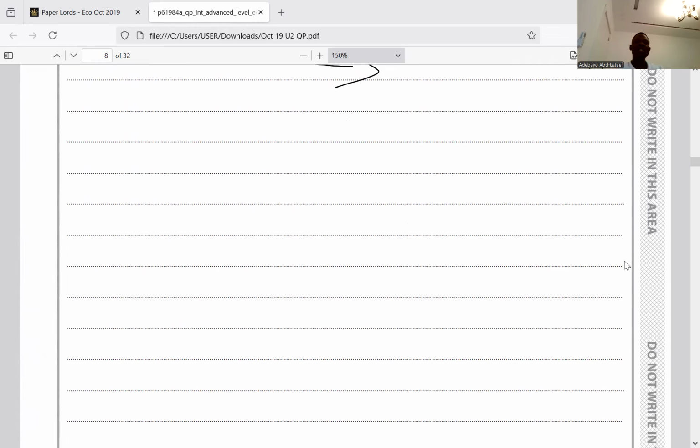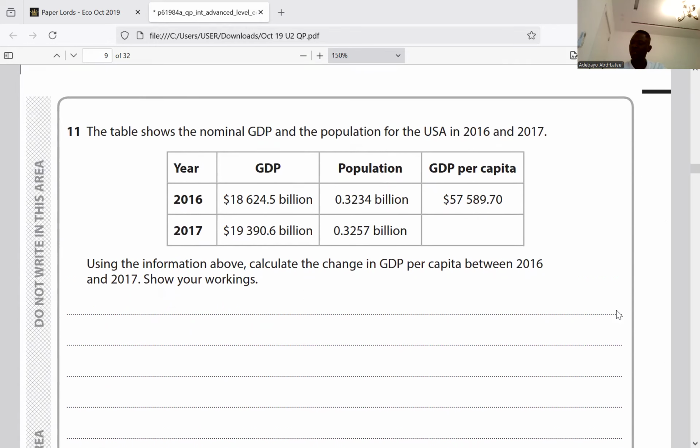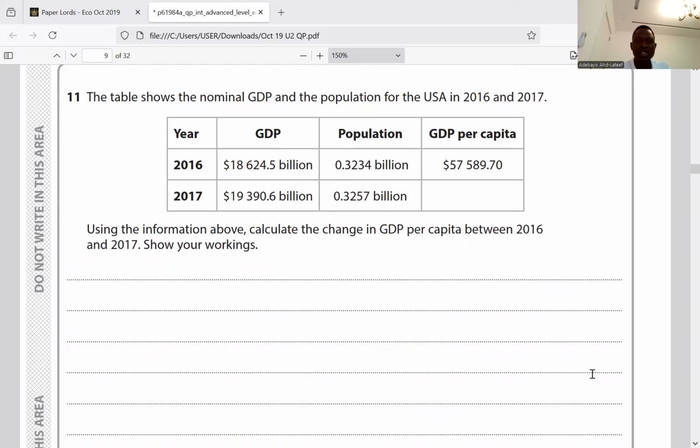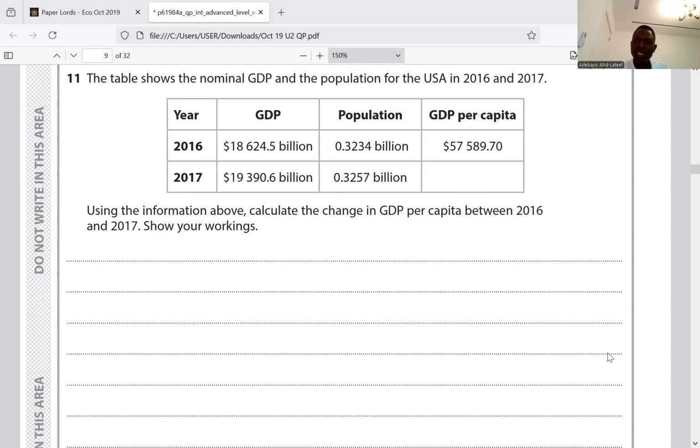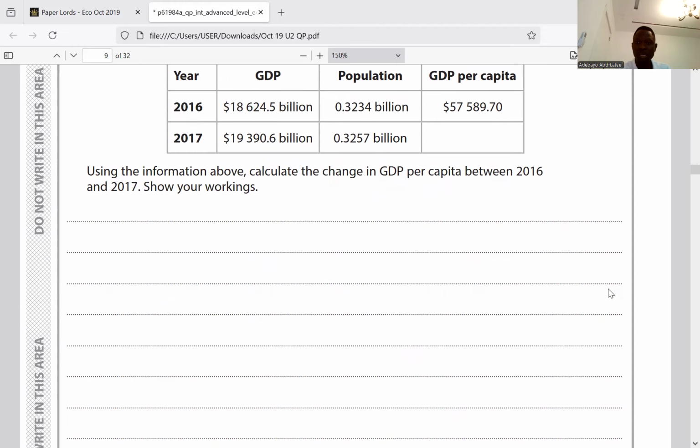We go to question 11. They said the table shows the nominal GDP and population for the USA in 2016 and 2017. The GDP per capita is done for 2016. But they said, using the information above, calculate the change in the GDP per capita between 2016 and 2017. We won't be able to do that without finding the GDP per capita for 2017, right?